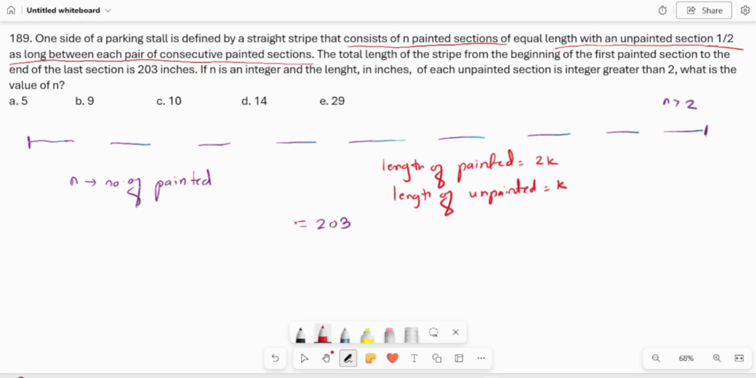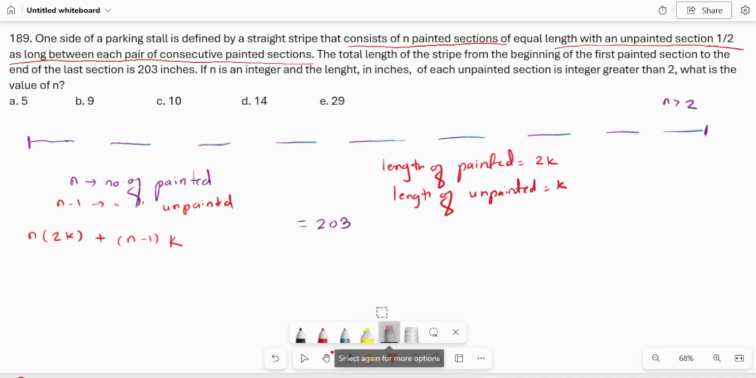Okay, we know that the total number of painted sections is n and their length is 2k, so the total length will be n times 2k. Plus, if n is the number of painted sections, that gives you n minus 1 as the number of unpainted sections. So that means n minus 1. What is the length of each unpainted section? That's k. And that sum should be equal to 203.